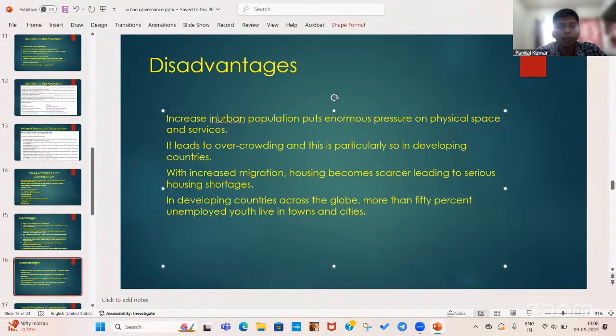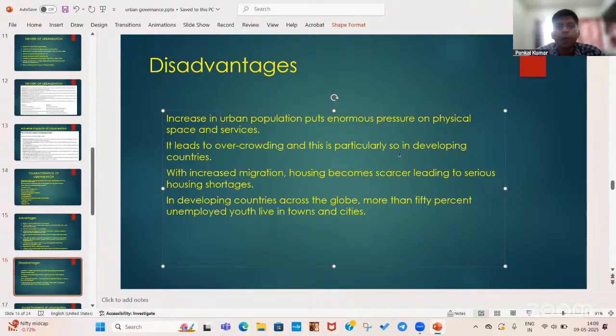Increase in urban population puts enormous pressure on physical spaces and services. This is very true, that increasing urban population will act as a burden and a strain on the limited physical infrastructure or limited resources of urban areas. For example, we often hear about rapid depletion of groundwater in some cities like Bangalore, Delhi, etc. Okay, so due to the increase in urban population, it puts a lot of pressure on physical space as well. There is a lack of affordable housing and a lack of some services.